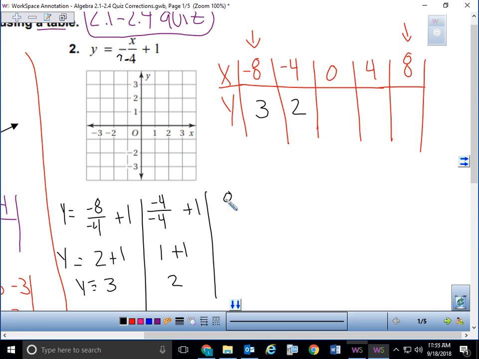Plugging in 0, I have 0 over -4 plus 1. If 0 is on top of your fraction, it all turns to 0. If it's on the bottom, you can't do it. 0 plus 1 is 1.